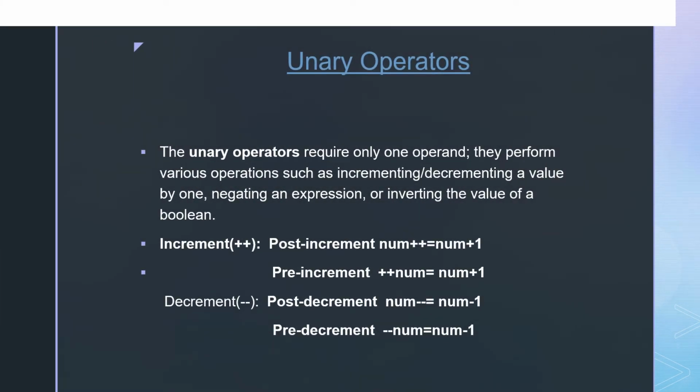Next are the unary operators. Unary means one. Here only one operand is there. We have the plus sign and the minus sign. It is like increment or decrement. When you add, it is increment. When you subtract, it is decrement. It increases or decreases a value by 1, negates an expression, or inverts the value of a boolean. Now, increment can be post-increment or pre-increment. If you write num plus plus or plus plus num, both ways give you the same value. Same with decrement: if you write num minus minus or minus minus num, both subtract 1.